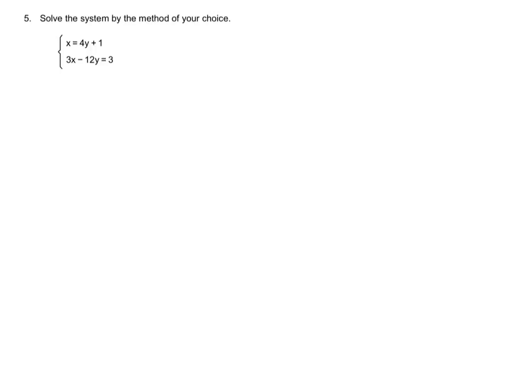Solve the system by the method of your choice. Here we have two systems of linear equations, and I'm going to solve this system using the substitution method. That's because the top equation is already solved for x. So I can just go ahead and plug in my expression for x into the second equation. So I'll take the second equation and I'm going to substitute a 4y plus 1 for x. And now I'm going to solve this equation.